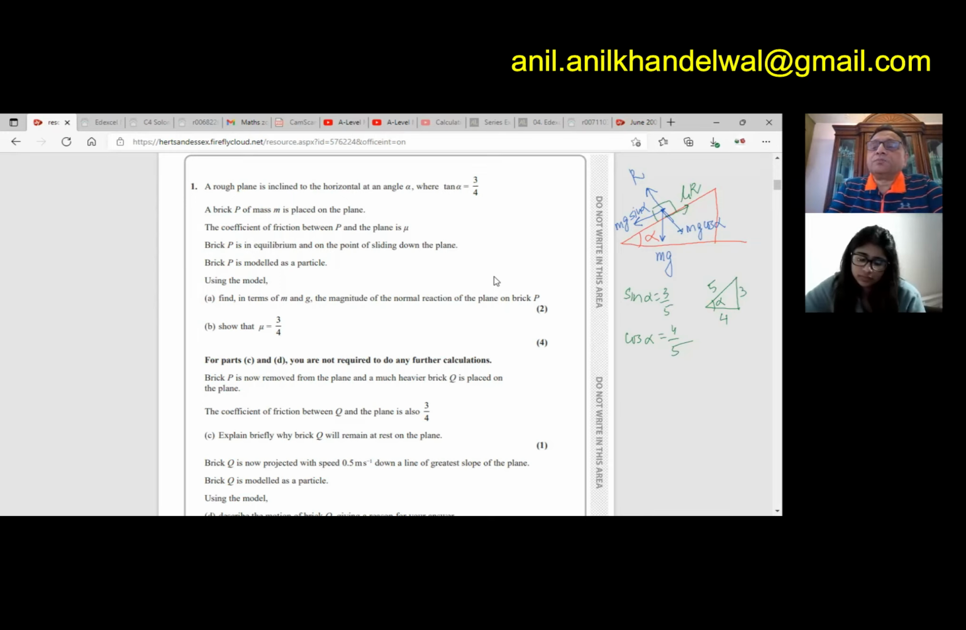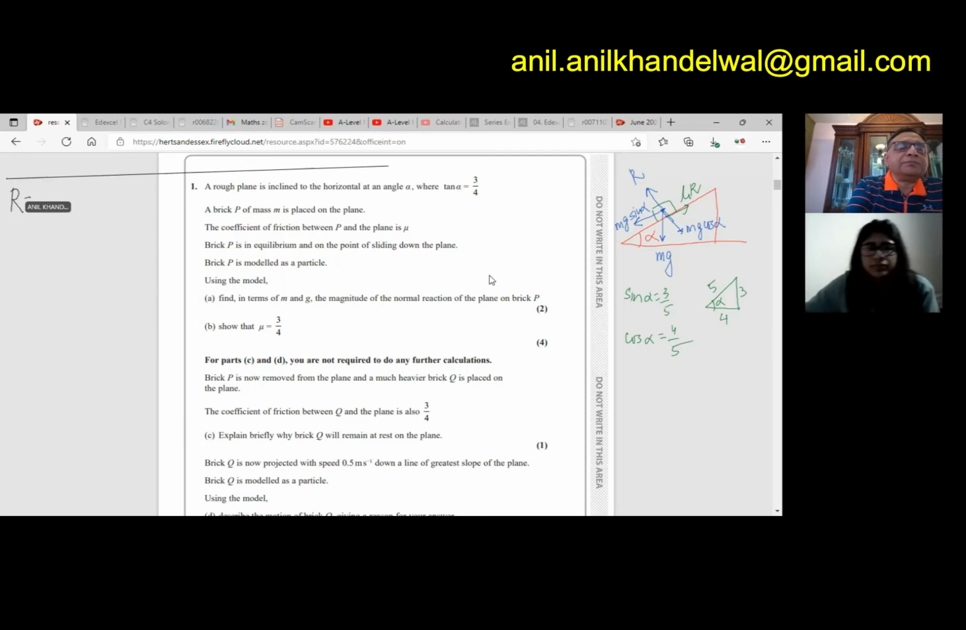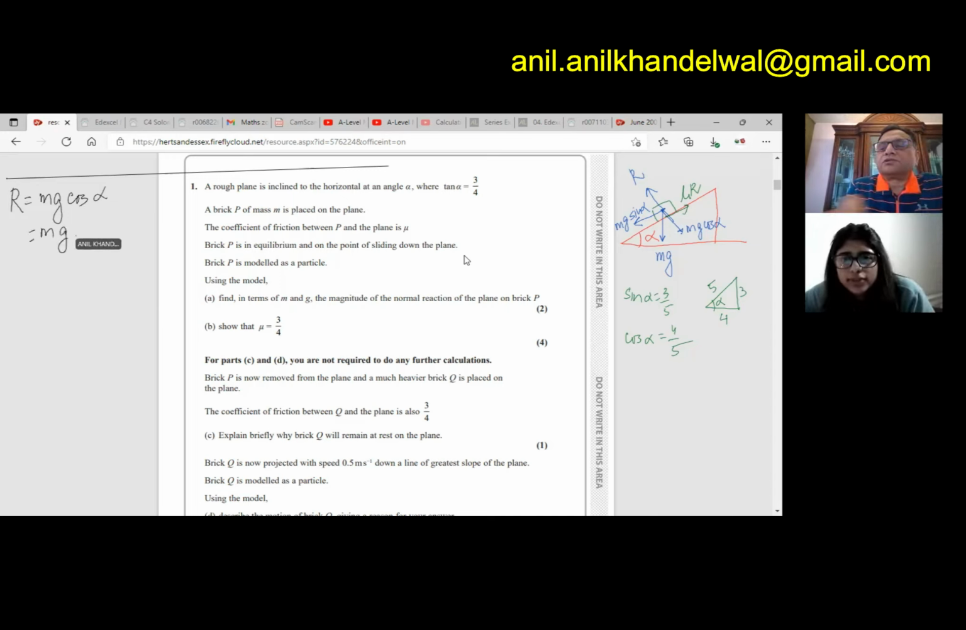Okay. So from here we can have all our equations. Let's write down the equations. We know the reaction is equal to mg cos alpha, as it is in equilibrium. Is that a key point in terms of forces equaling each other? Yes, yes. Those forces are equal. Cos alpha is 4 over 5.